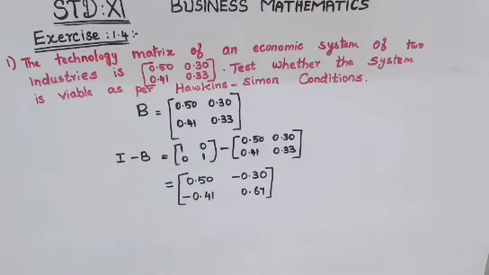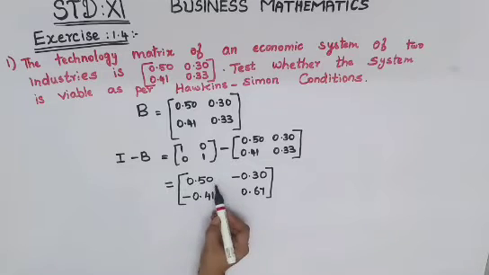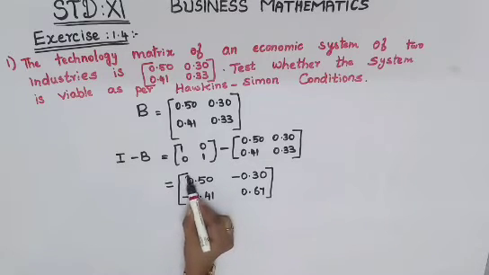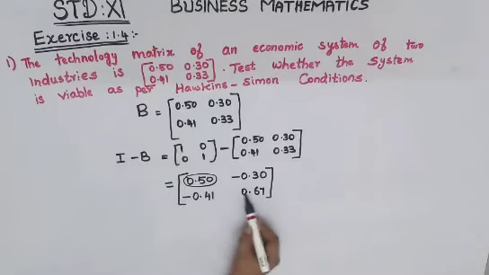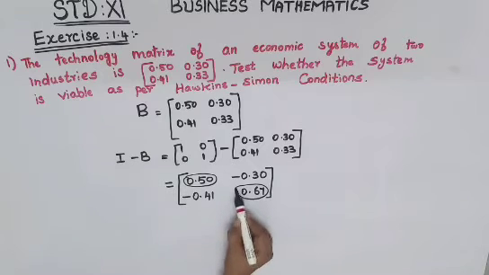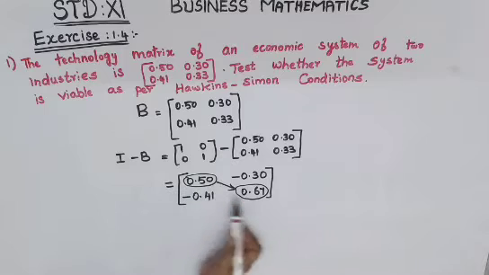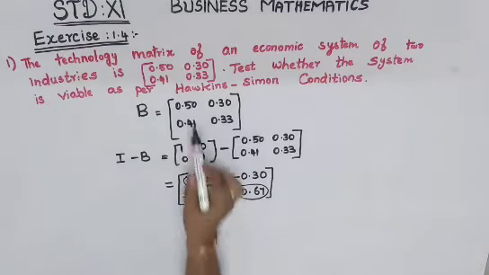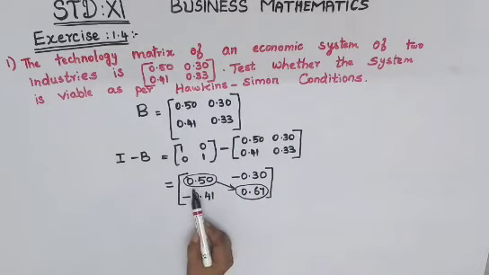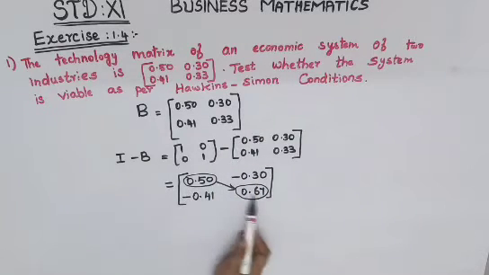Once you finish I minus B, you will have to check your main diagonal elements. These two are called the main diagonal elements, this element and this element. You have to find whether these main diagonal elements are positive or negative. That is your first condition in the Hawkins-Simon method. So first you check whether these two elements are positive. We can see these two elements are positive, so the first condition is satisfied.